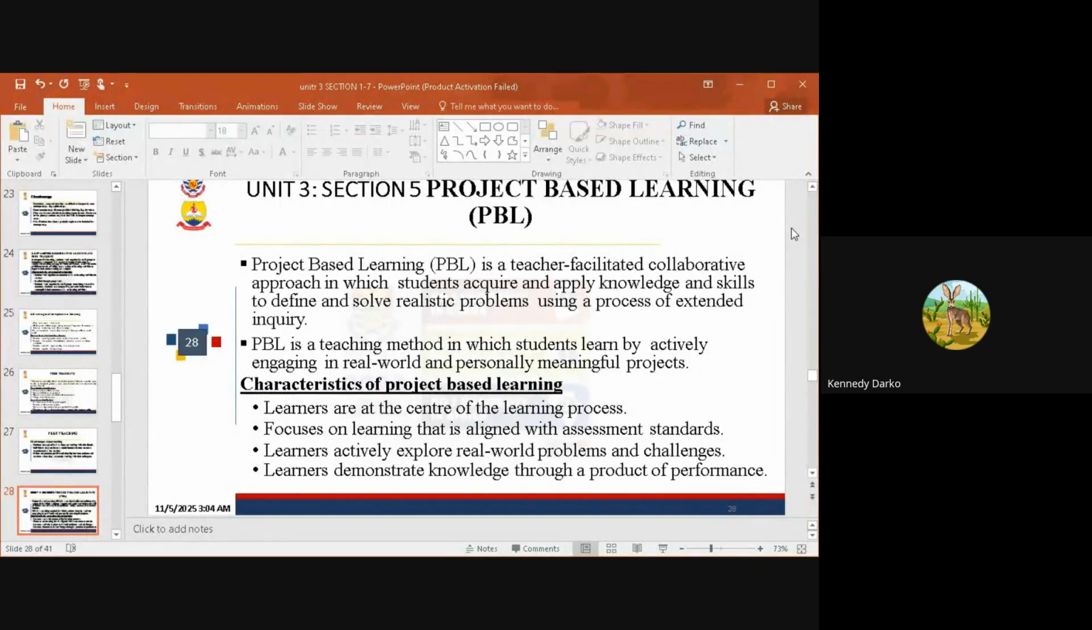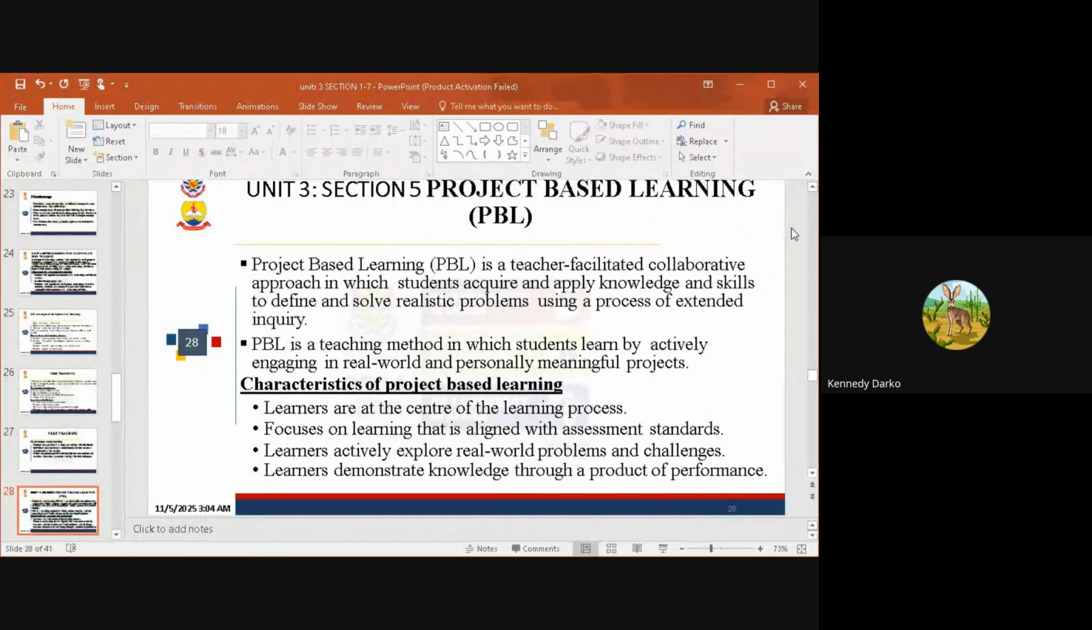Project-based learning, PBL, is a teacher-facilitated collaborative approach in which students acquire and apply knowledge and skills to define and solve realistic problems using a process of extended inquiry. So the inquiry method we talk about, the project-based, you give a project to the learners. Whatever they went and inquired, they are extending their idea to that. And when I got there and I did this, this one came, okay, then let me use this one. So you are using one stone to kill two birds at a go.